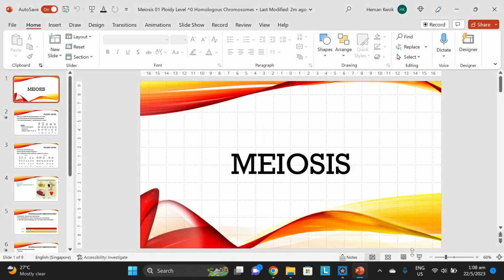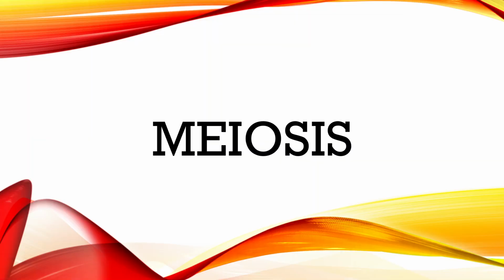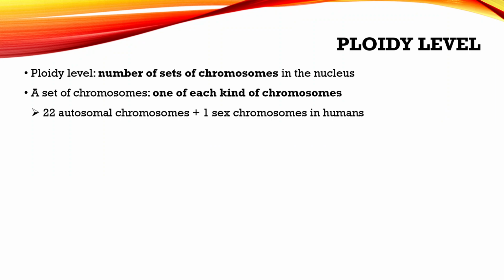Okay, so let's look at meiosis. We'll be looking at the ploidy level. Ploidy refers to the number of sets of chromosomes that we have in our nucleus, and a set of chromosomes refers to one of each kind of chromosome. So for us humans, we have 23 chromosomes in one set.